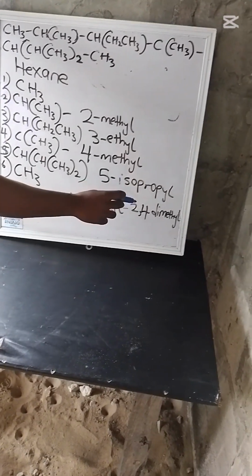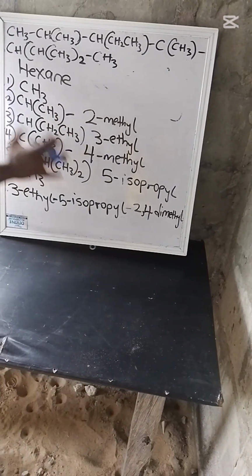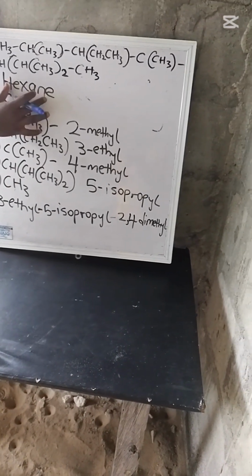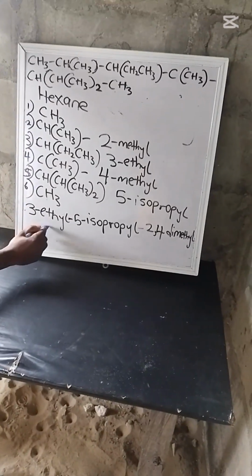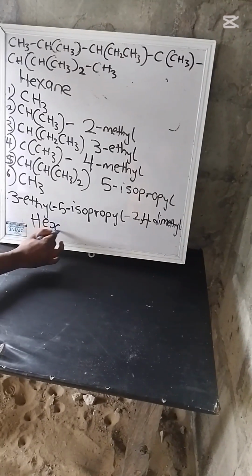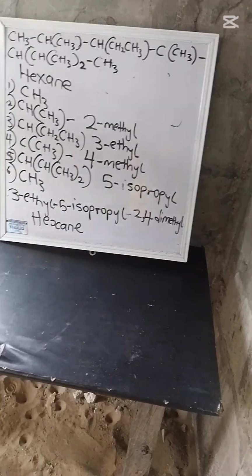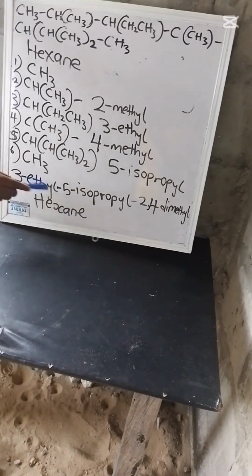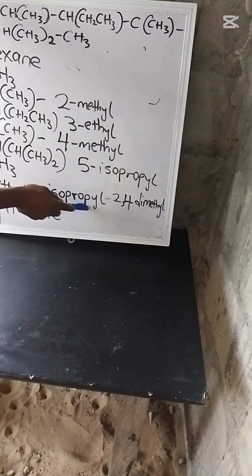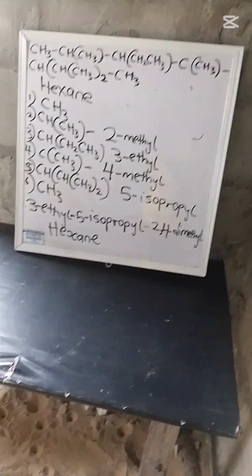So I have dimethyl. Now, since I'm done with all here, what is remaining? The parent, which is the longest continuous carbon chain, which is hexane. So I have what? Hexane. So in naming this compound, we have what? Ethyl. We have 3-ethyl, 5-isopropyl, 2,4-dimethylhexane.